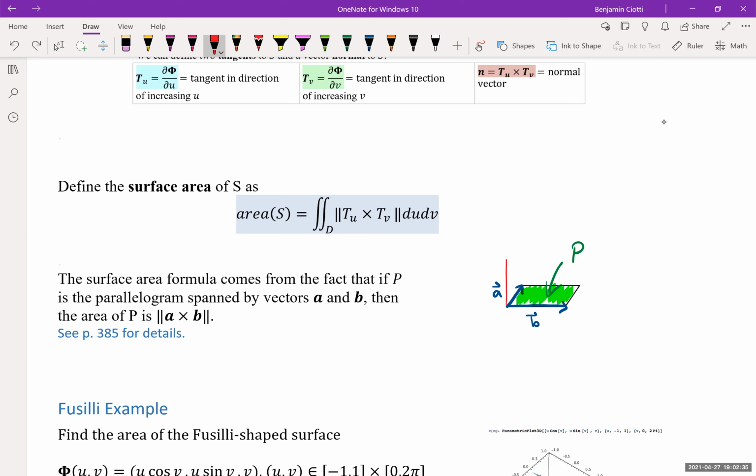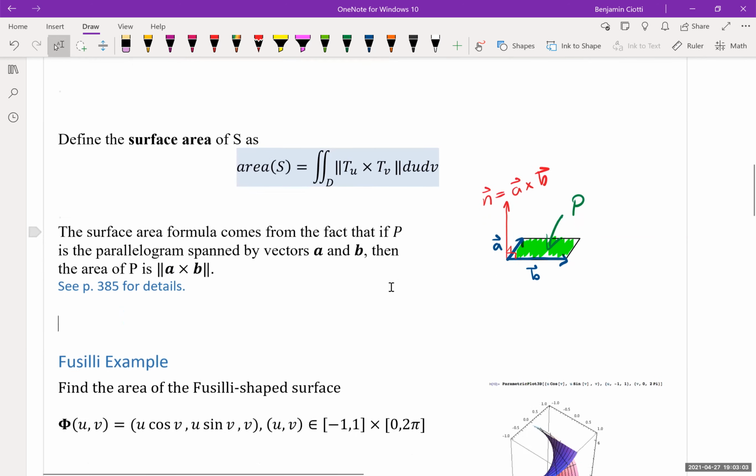That is the length of n equals A cross B. So it can be shown that that's the area of P. And the book has some more details about this. And that's where this term in the area formula comes from. Okay, so now we've got the area formula.